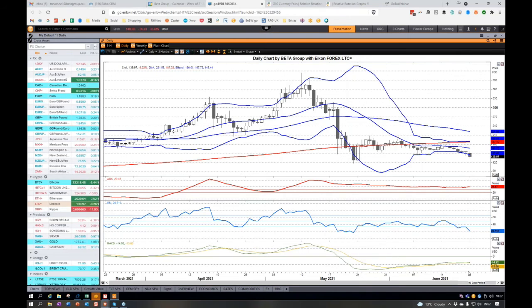The MACD is close to crossing downwards. It hasn't quite done it yet, but it's looking pretty weak. The Bollinger Bands are very narrow. That was a squeeze there, which didn't happen, but I think it's getting ready to make a move, and I fear that move is to the downside.